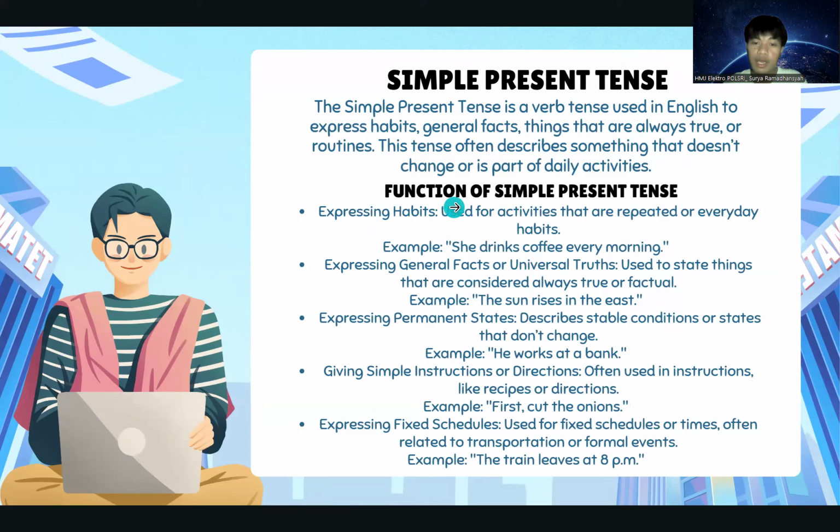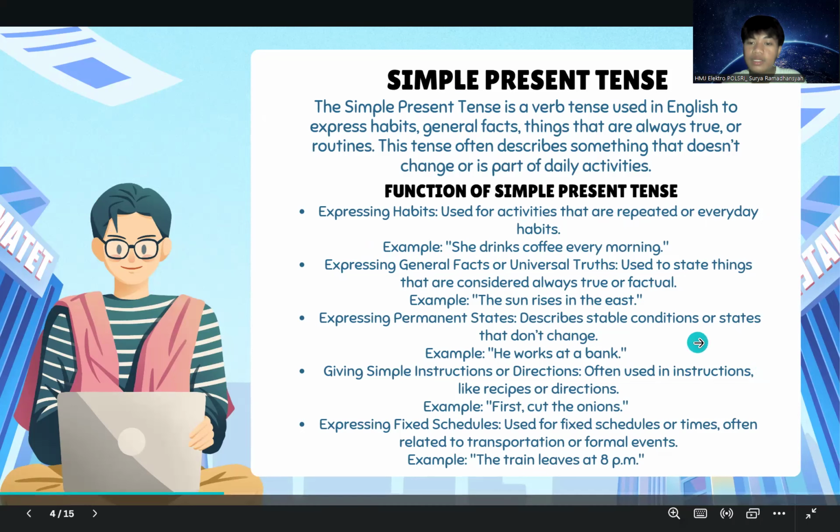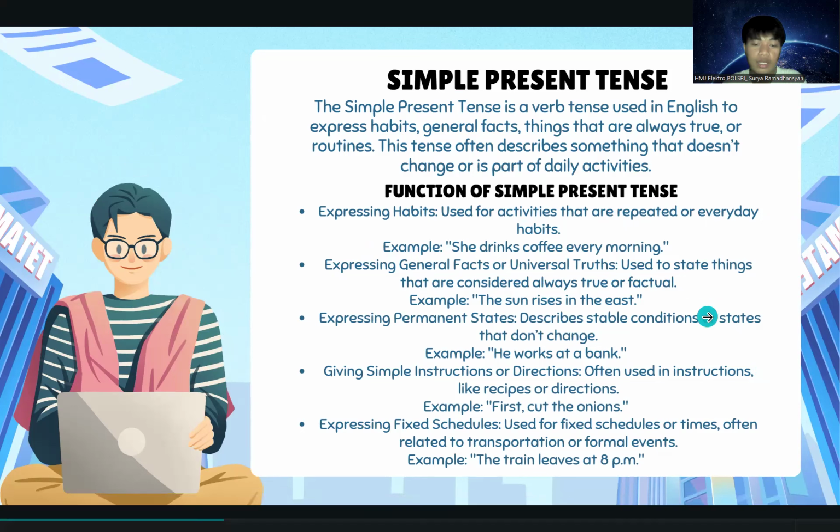Number one is expressing habits, used for activities that are repeated or everyday habits. Examples: she drinks coffee every morning. Number two, expressing general facts or universal truths, used to state things that are considered always true or factual. Example, the sun rises in the east. Number three, expressing permanent states, describing stable condition or states that don't change. Example, he works at a bank.